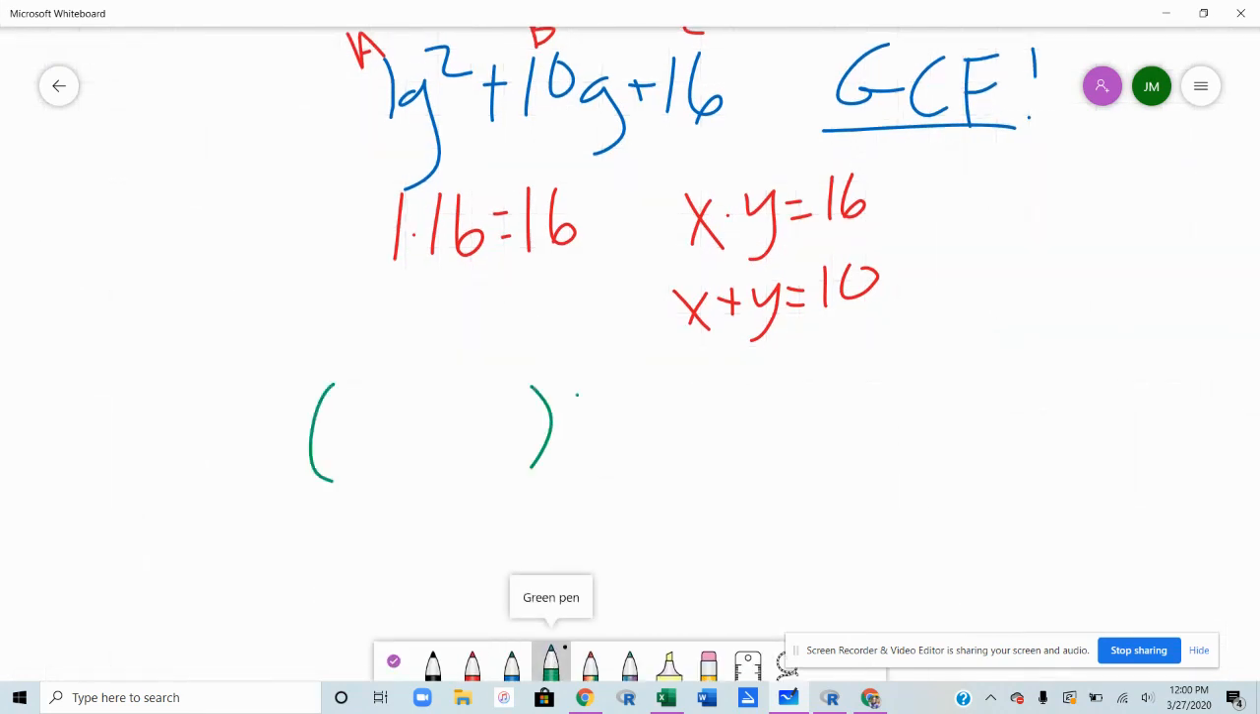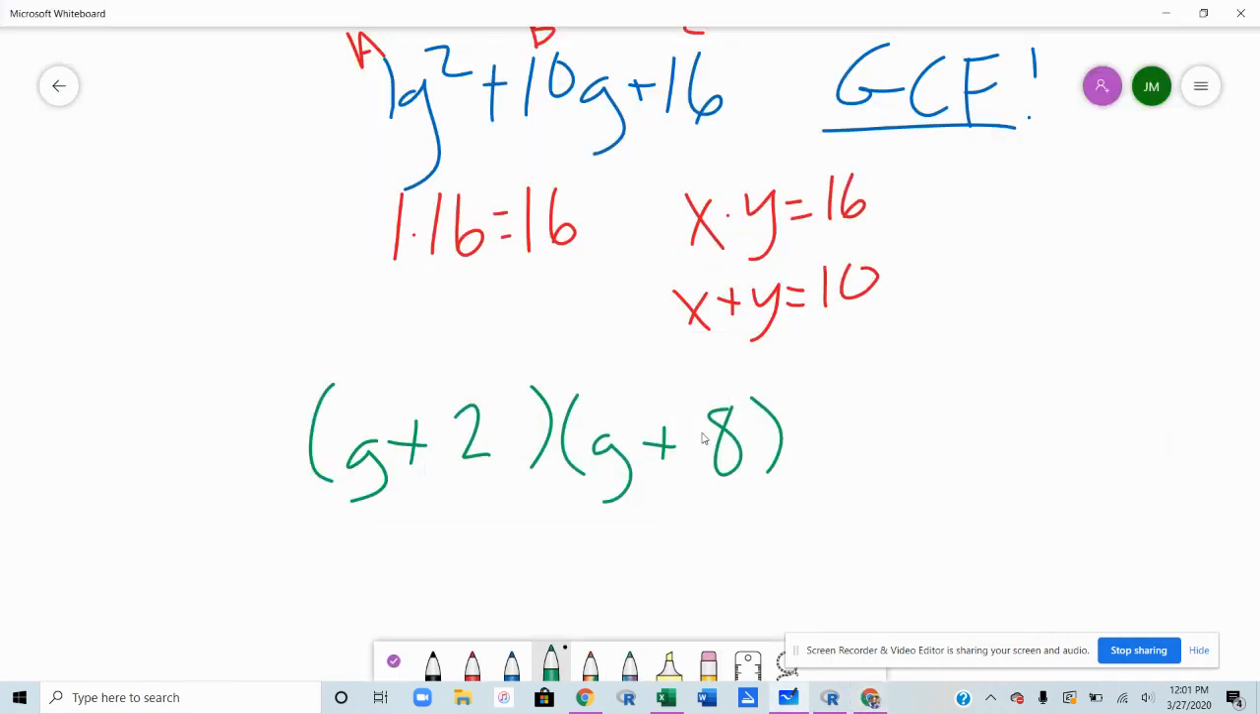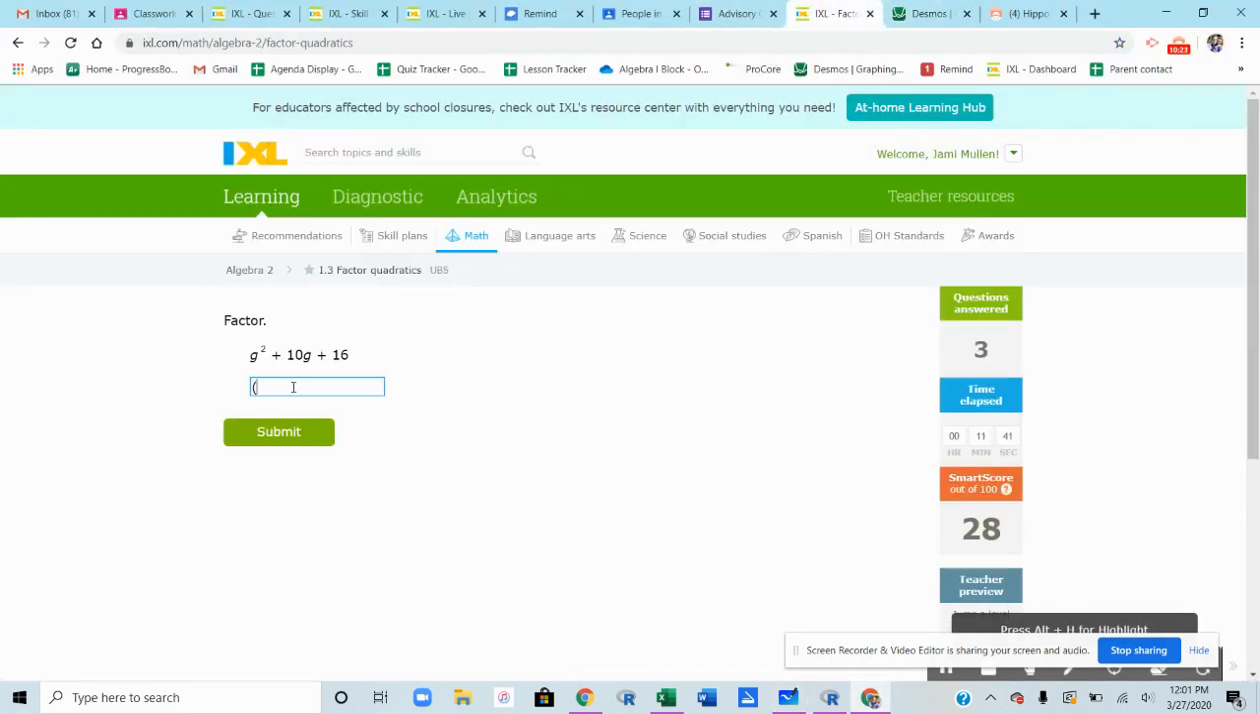Two sets of parentheses, variable first in both. Your two numbers you just found in the second, we had 2 and 8. We saw from here 2 and 8, or 8 and 2, doesn't matter the order. You would divide by A. In our case A is 1, so you don't need to divide by anything, you stop there. So we get g plus 2 times g plus 8.